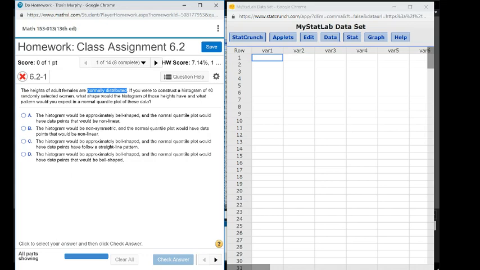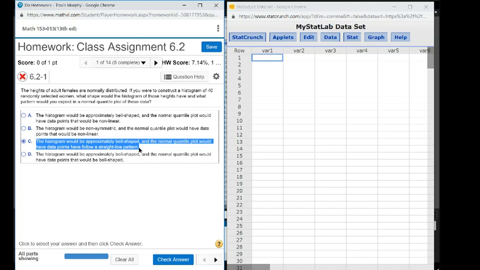Okay, these two answers here. But then we need the normal quantile plot to follow a straight line. So this one: the histogram would be approximately bell-shaped, and the normal quantile plot would have data points that follow a straight line pattern.